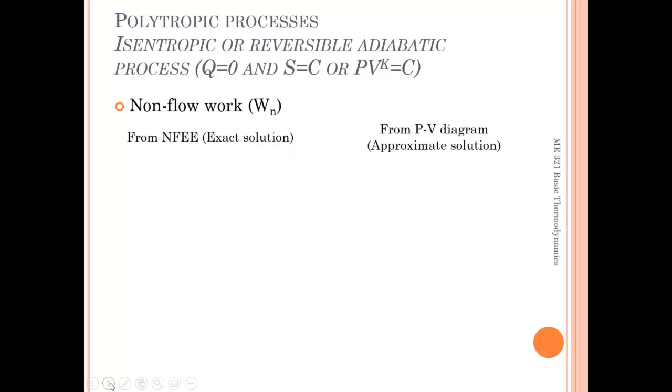Now for the non-flow work, this can be computed using the non-flow energy equation or by using the area under the PV curve. In the derivation using the non-flow energy equation, remember that we can just zero out Q since no heat is transferred anyway in an isentropic process. So we will be left with the non-flow work being equal to the negative of the change in internal energy. Remember that in the exact solution for the non-flow work, we use the values of the specific internal energy of the gas based on its ideal gas property table.